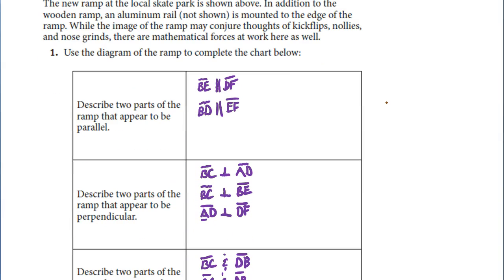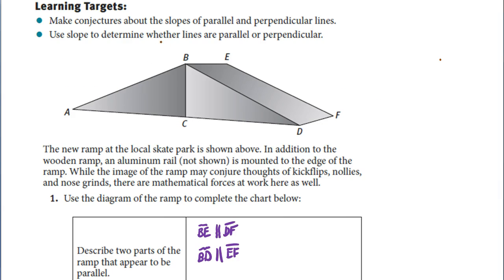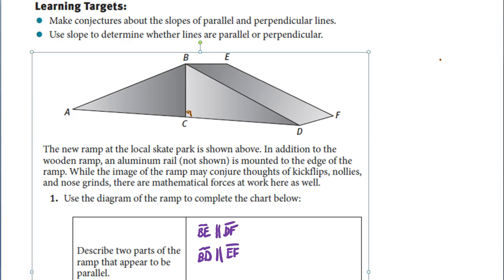Now next one, describe two parts of the ramp that appear to be perpendicular. Well, there's more than one possible answer, but it looks like that segment BC is perpendicular to segment CD right there. It looks like that segment CB would be perpendicular to segment BE, right? The vertical and then the horizontal would be perpendicular. Or segment BD is perpendicular to segment DF, that there would be a 90-degree angle right there. Again, you've got to think of this in three-dimensional space and think about a real ramp of how that edge would be perpendicular to that bottom front edge.